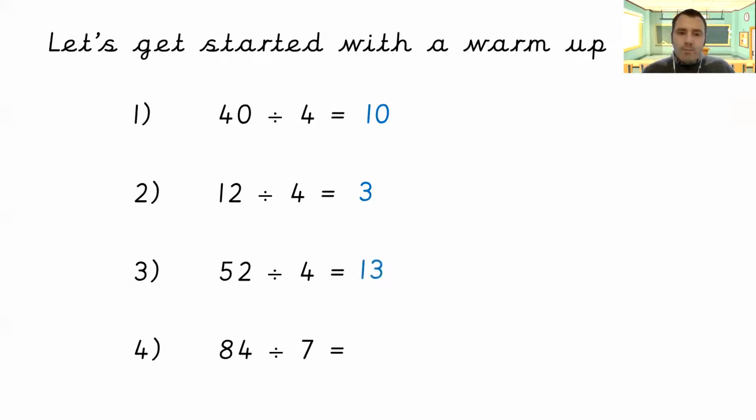Now question 3, 52 divided by 4. So 13 lots of 4 make 52. We don't know our 13 times table, but we do know our 12 times table, and this is 1 lot of 4 on from 4 times 12. 84 divided by 7 is 12, so that's in our 12 times table. These ones are just to get you thinking how you're going to split numbers up into different numbers of lots. So there are 4 lots of 10 in 40, 4 lots of 3 in 12, 13 lots of 4 in 52, and 12 lots of 7 in 84.